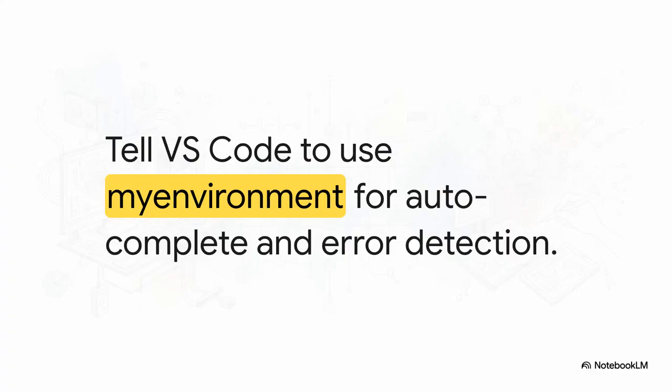Now for the really crucial part, manually linking VS Code to that specific virtual workspace we built earlier. By pressing Ctrl plus Shift plus P and selecting our My Environment Python interpreter, we are explicitly telling VS Code which exact engine to use. And this is a game changer. It instantly grants us intelligent autocomplete and real-time error detection, seamlessly integrating our cleanroom into our daily development workflow.